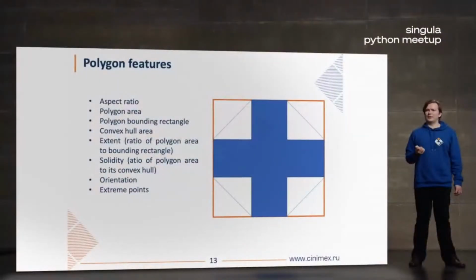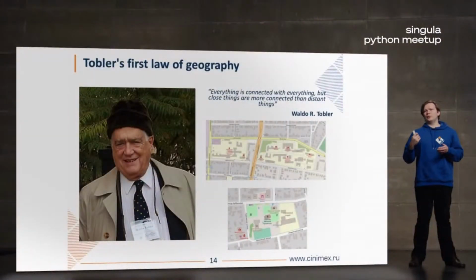If solidity equals 1, such a form doesn't have solidity defects, and it equals its convex hull. Also, you can get the orientation of your polygon and extreme points. But in many cases, polygons and shapes don't give information by themselves. Also, you want to know their relationships with each other.